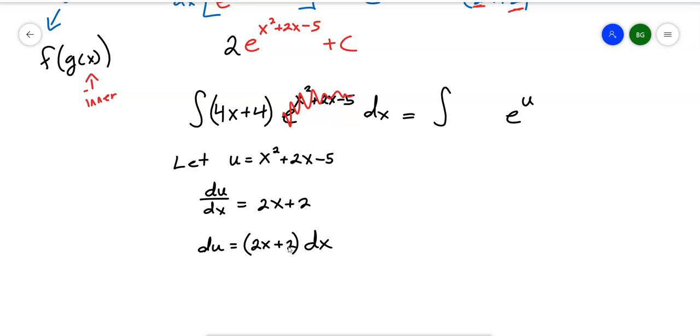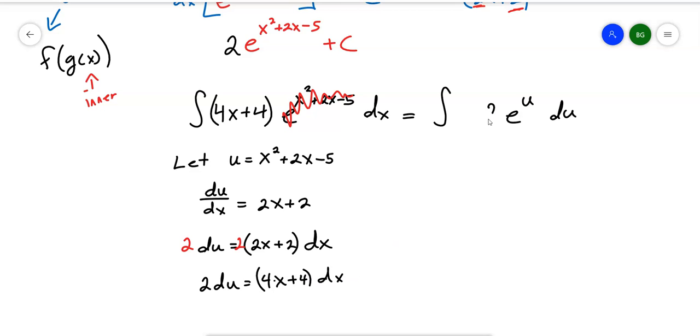And when I'm looking here, if I just put in du, that's going to give me 2x plus 2 dx. I need 4x plus 4 dx. So what I need to do is fix that. If I just multiply both sides by 2, I'm going to end up with 2 du equals 4x plus 4 dx.